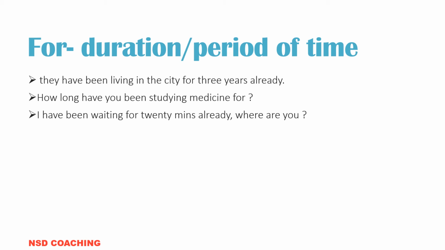So when something has happened for hours, days, weeks, months, years, you get the idea, right? We do something for a duration or a period of time. There are a few examples, like they have been living in the city for 3 years already. What is the time duration? The period of time is 3 years.